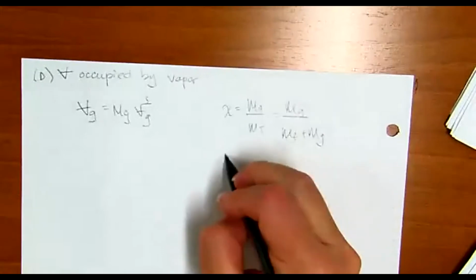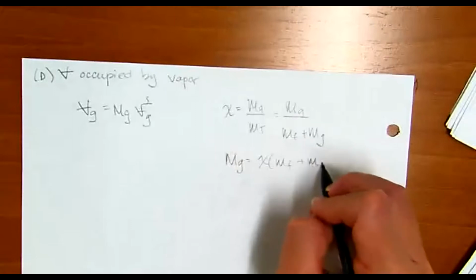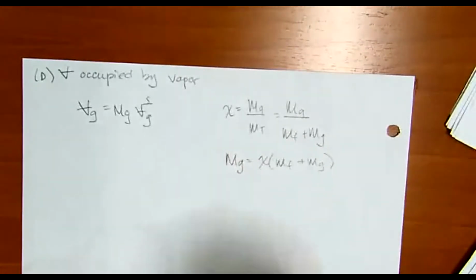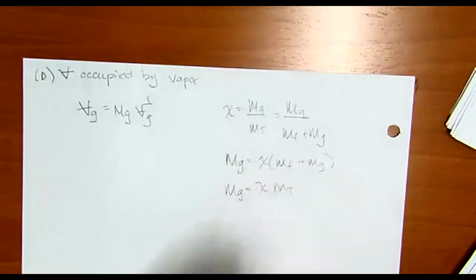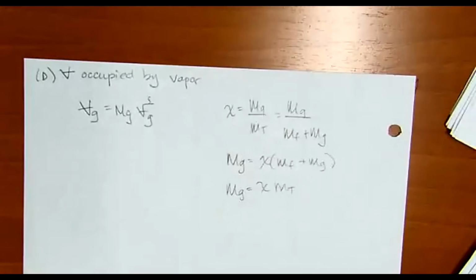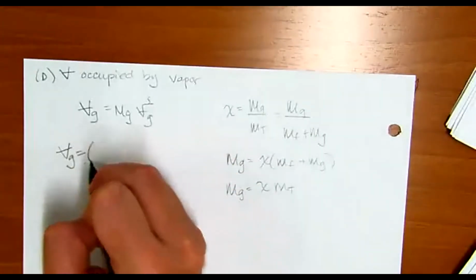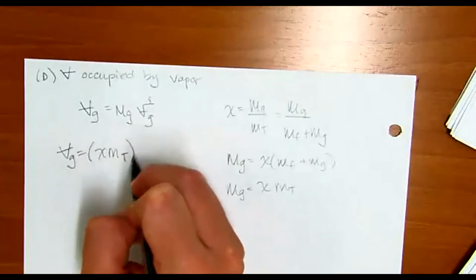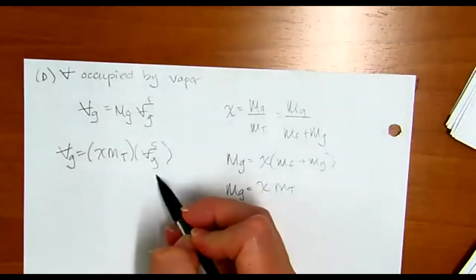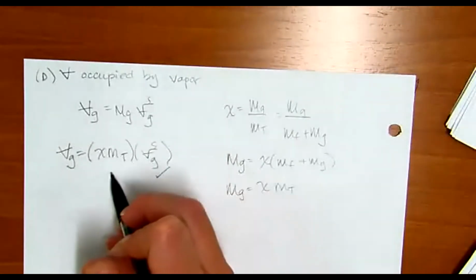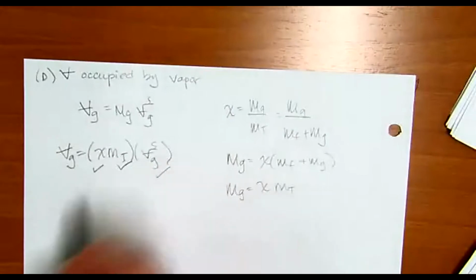So we can rearrange this. The mass of our gas is equal to quality times the mass of our fluid plus the mass of our gas. Or just the mass of our gas is equal to x times the mass total. Either way. So then our volume occupied by gas is equal to x m_T times the specific volume of our gas. Well, we've already looked at the specific volume of our gas from a table. Now we have quality and we have our mass total. Mass total is given in the problem statement, and quality we solved for.